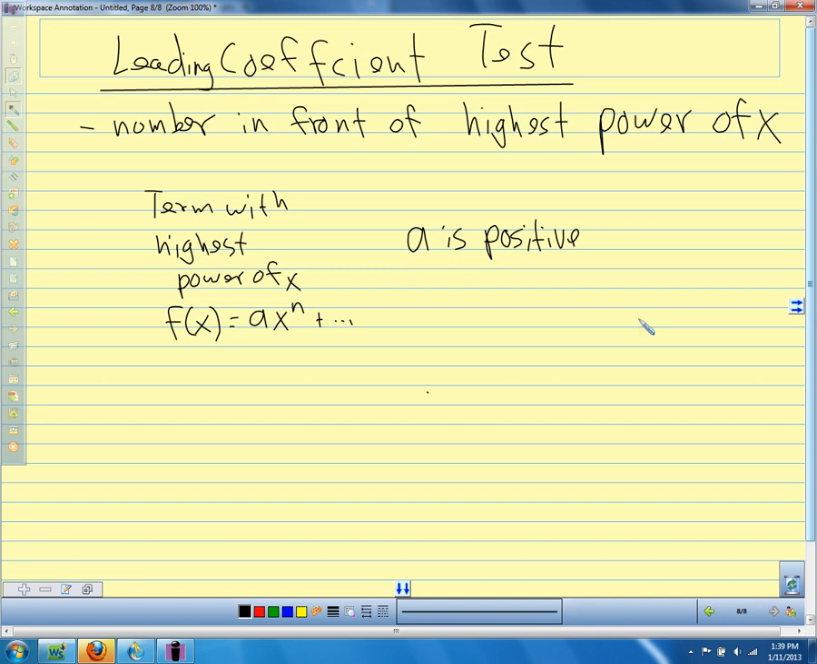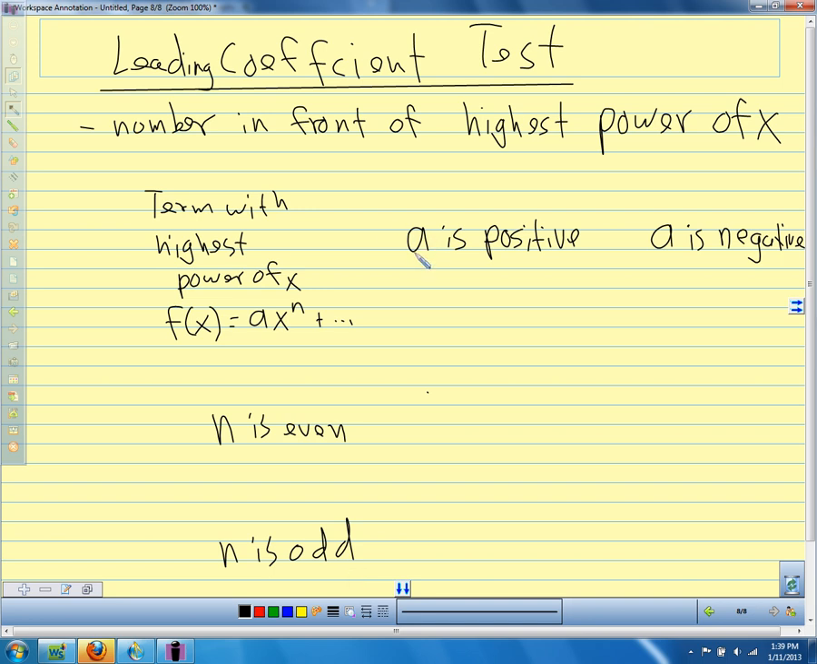So we have one thing that happens when a is positive, and one thing that happens when a is negative. And on this side of our table, we're going to have n is even and n is odd. So we're making a table of what our end behavior is.